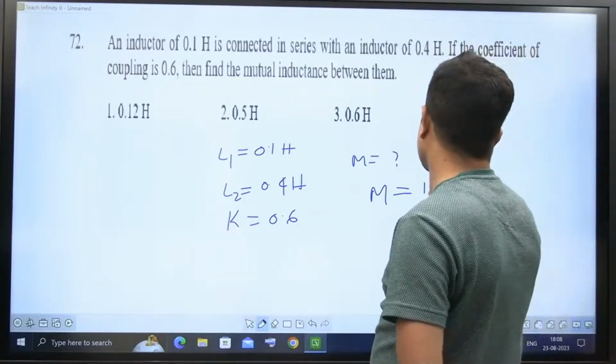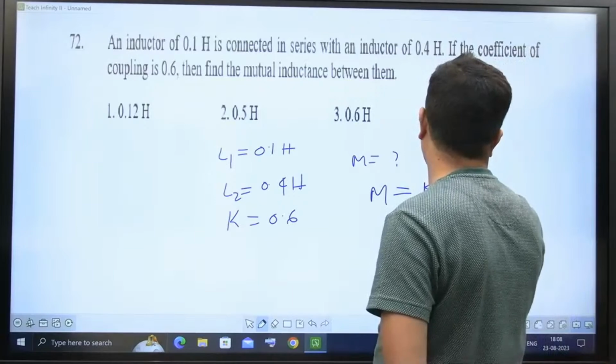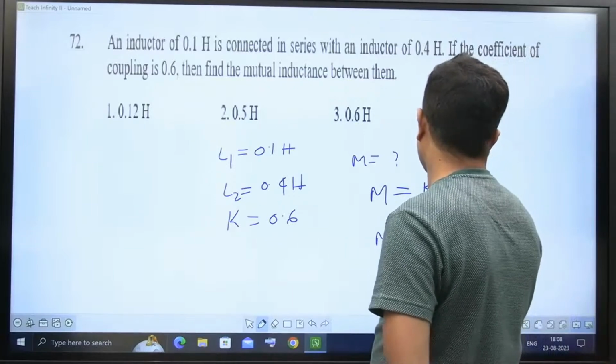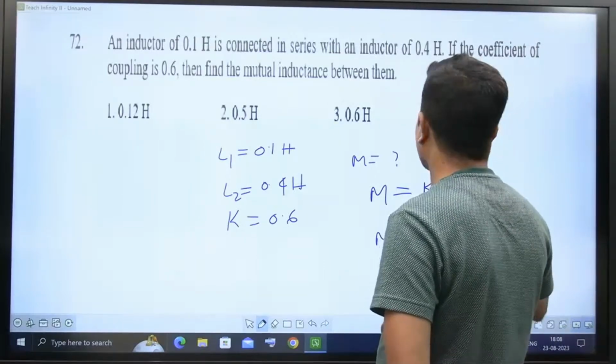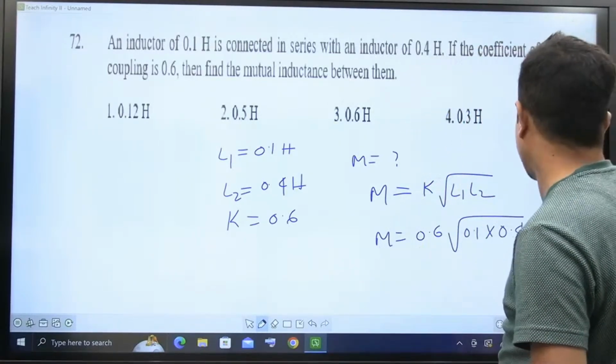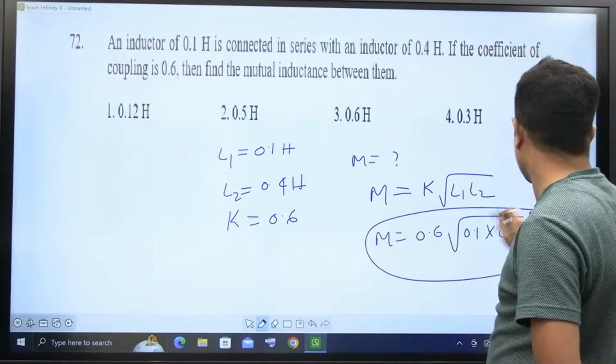M is equal to K into under root of L1 L2. So M is equal to 0.6 into under root of L1 which is 0.1 and L2 which is 0.4. Solve it, you're going to get the answer.